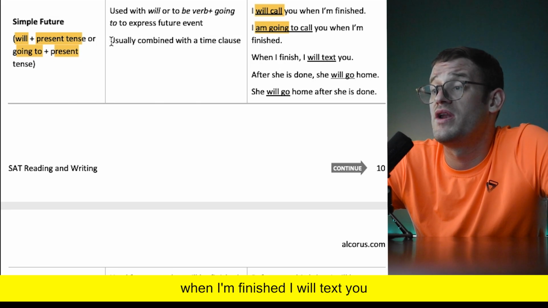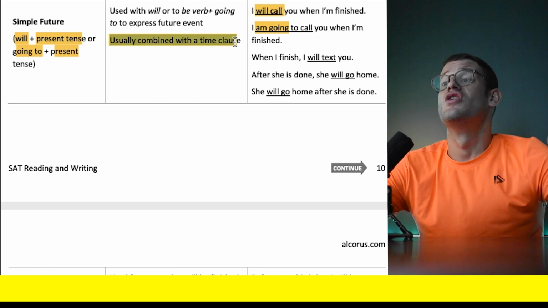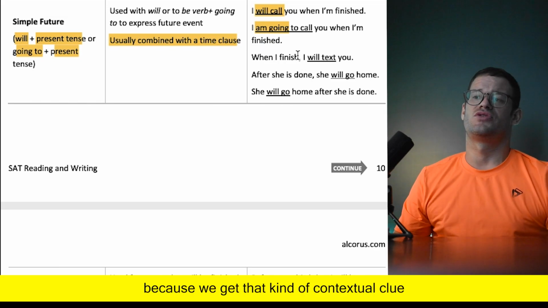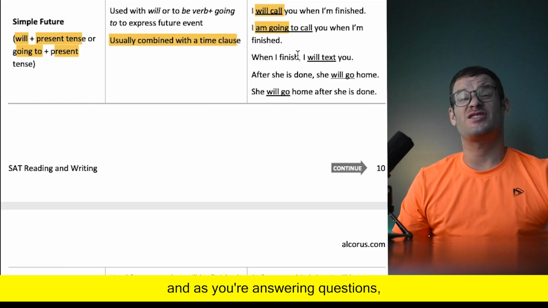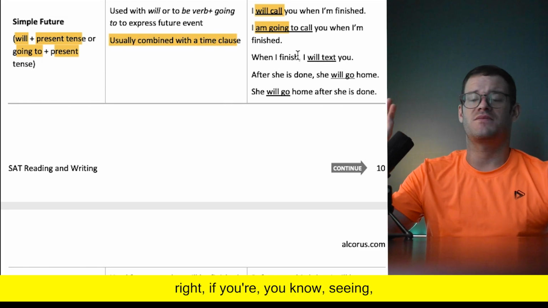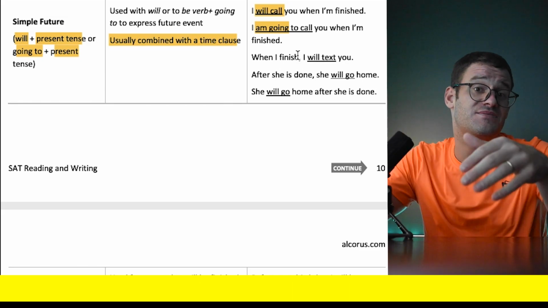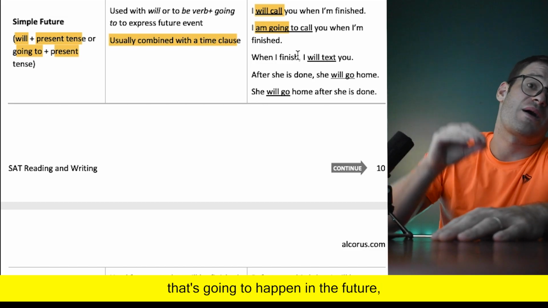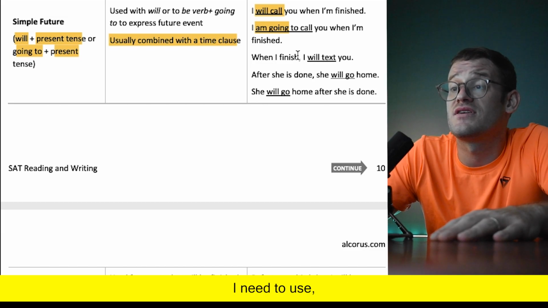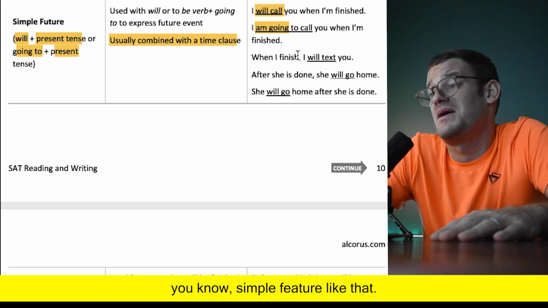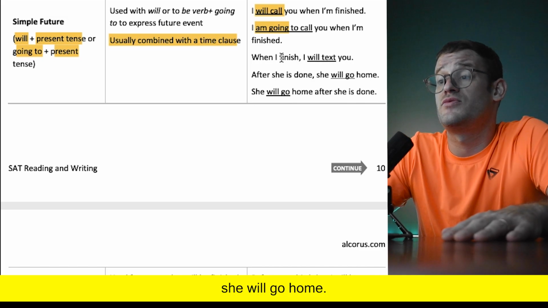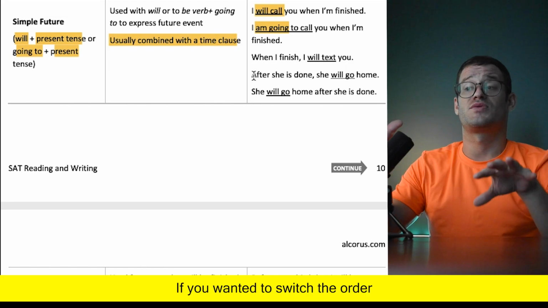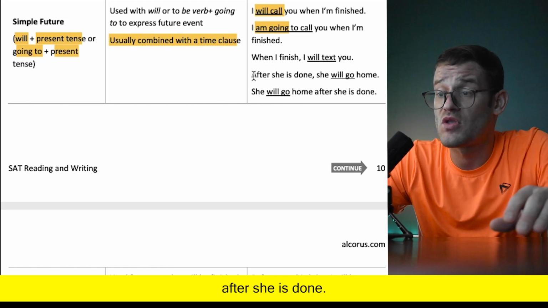So like, when I'm finished, I will text you, because we get that contextual clue that something's happening in the future. And as you're answering questions, if you're seeing a time marker like that, something that's going to happen in the future, think, okay, I need to use simple future. So another example, after she is done, she will go home. She will go home after she is done, if you wanted to switch the order.